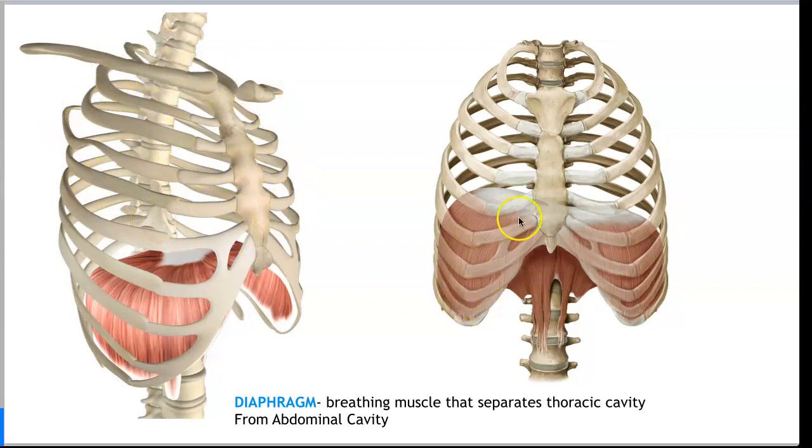Then we have this huge, huge diaphragm. This is your breathing muscle. So you can see how this diaphragm is separating, completely separating the thoracic cavity from the abdominal cavity below. You do not want your stomach going into your thoracic cavity. So diaphragm, you must know that. You must know the diaphragm is what separates the thoracic cavity from the abdominal cavity.